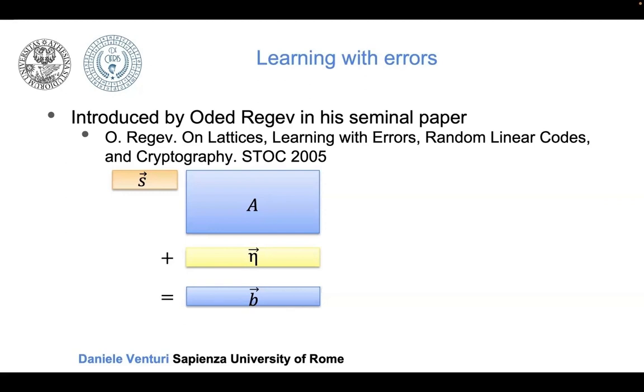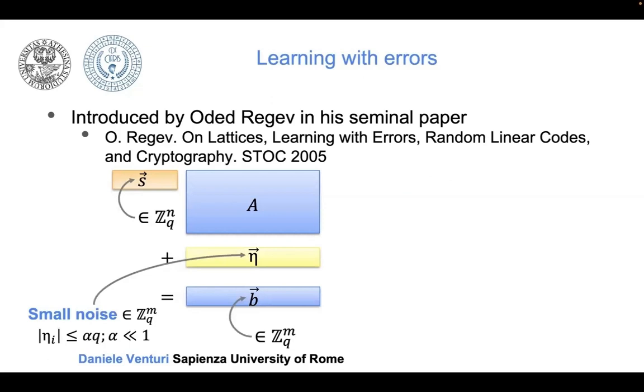Okay, so then how to make the problem hard? Instead of publishing S times A equal to B, we add noise to each of the equations. Okay? And this is the eta vector in the slide. So we add this noise. And now the question is, what is the distribution of the noise?